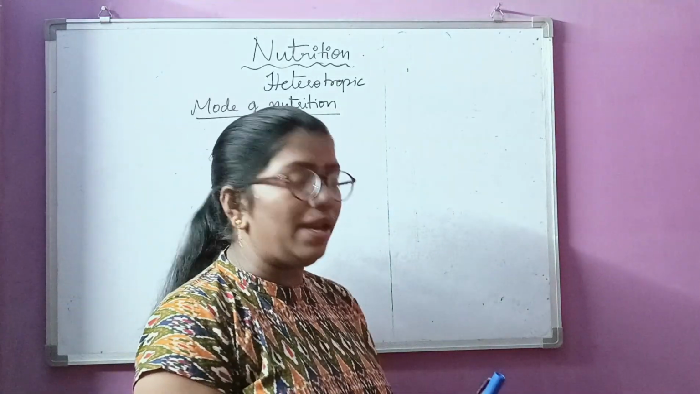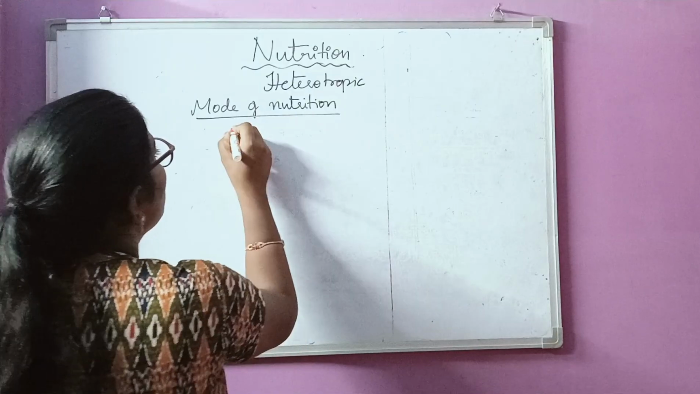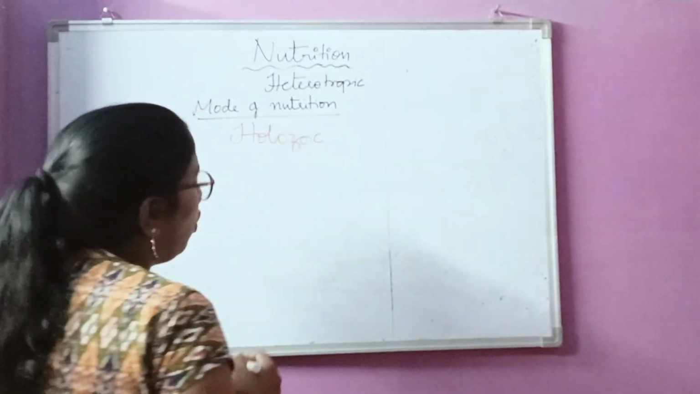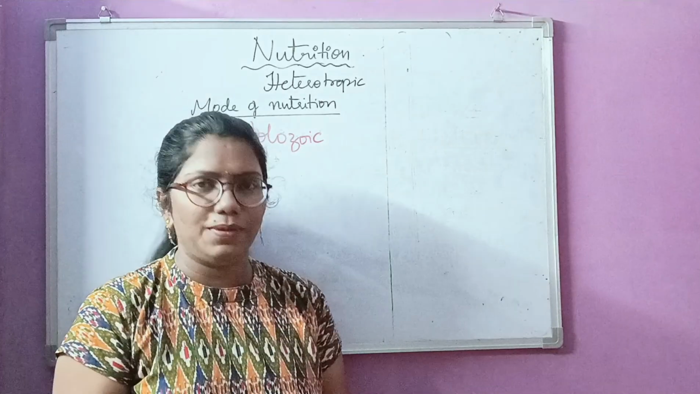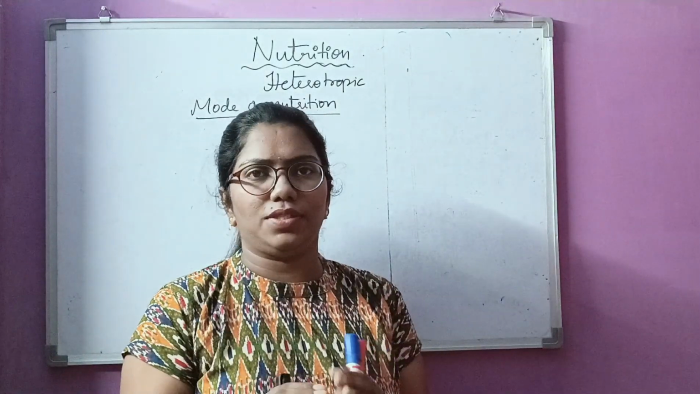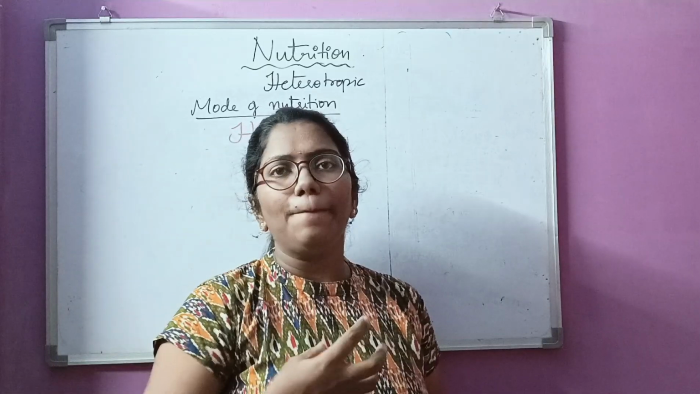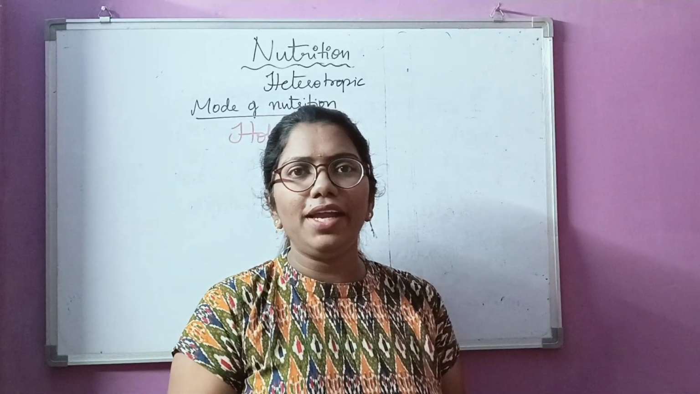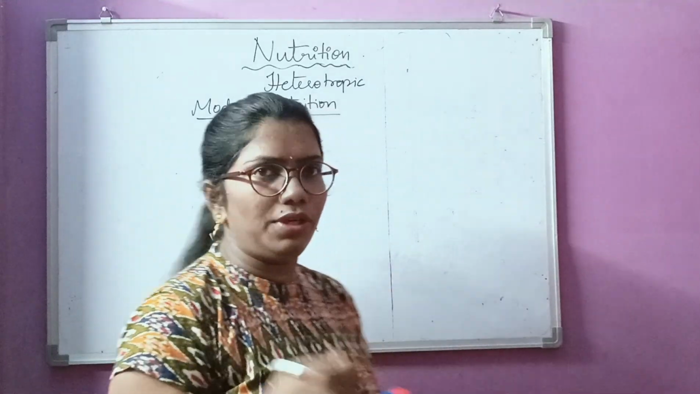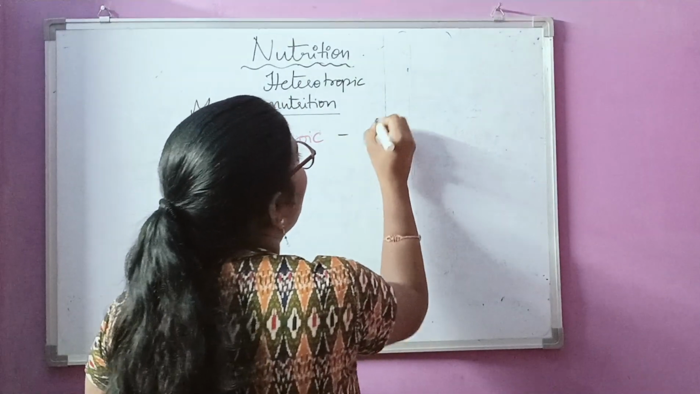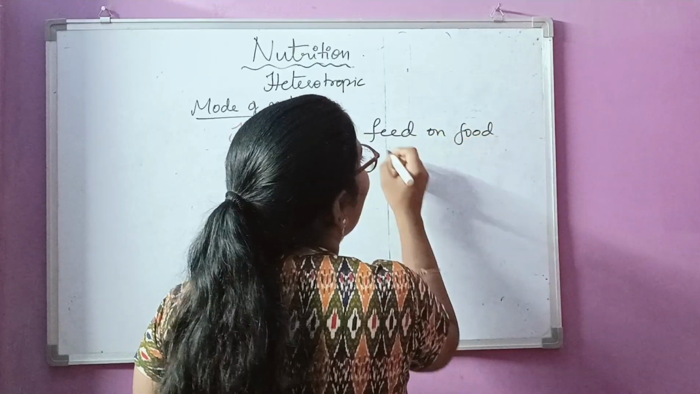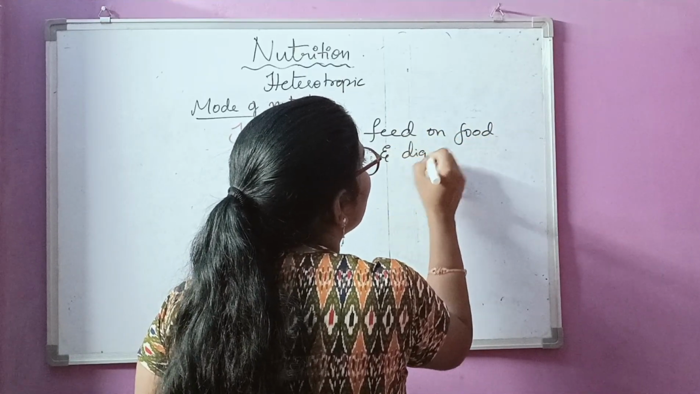The first type, let us discuss, is holozoic nutrition. What is holozoic nutrition? Here the organism feeds on the producers. They take the food into the body and it gets digested inside the body. They can take solid food. So they feed on food and digest it.